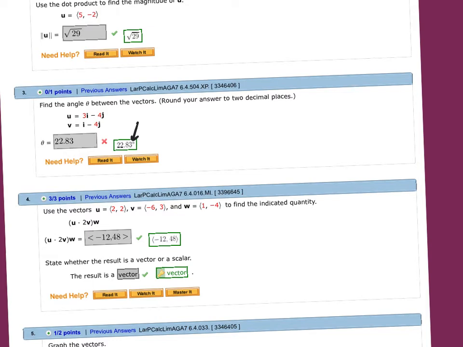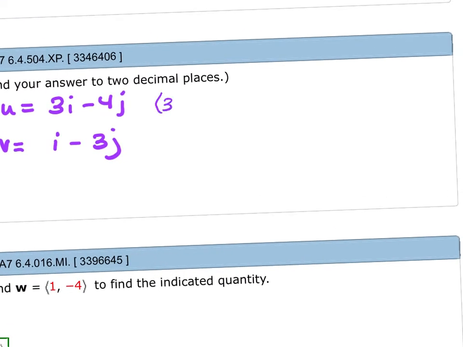Could you just go over how to put it into the calculator? Sure. So do you want to give me your numbers? Yeah, so I got 18.43, well, I got 22.83, but I started second guessing myself when I didn't say that it was right. Okay, what's your U? It's number 3 that you're asking about? Yeah, so it's 3, negative 4, and then the V is 1, negative 3. Okay, so that was the difference. So this would be 3, negative 4, and this would be 1, negative 3.